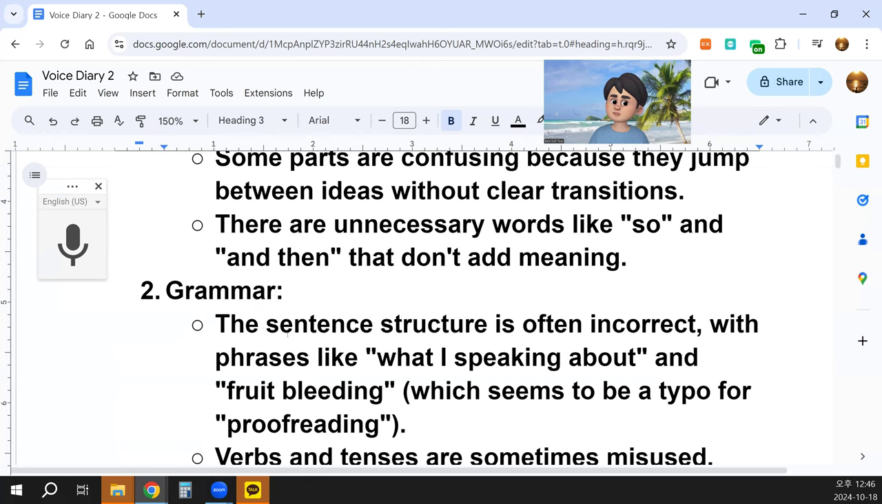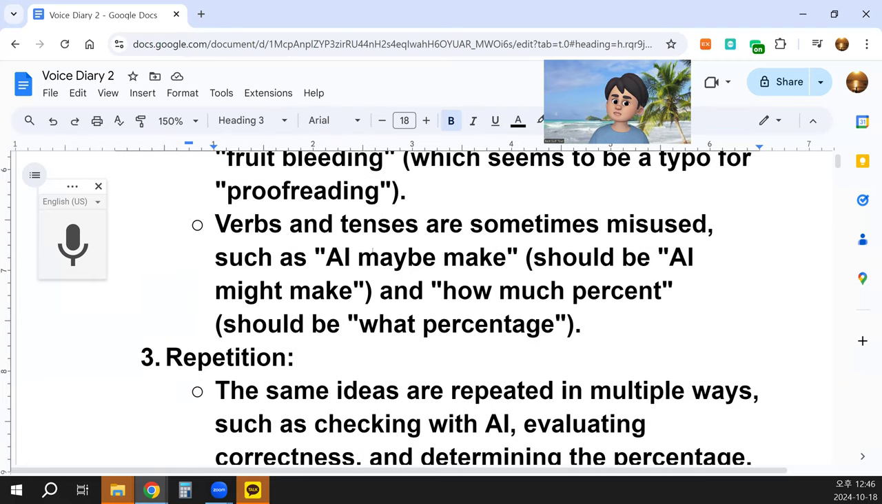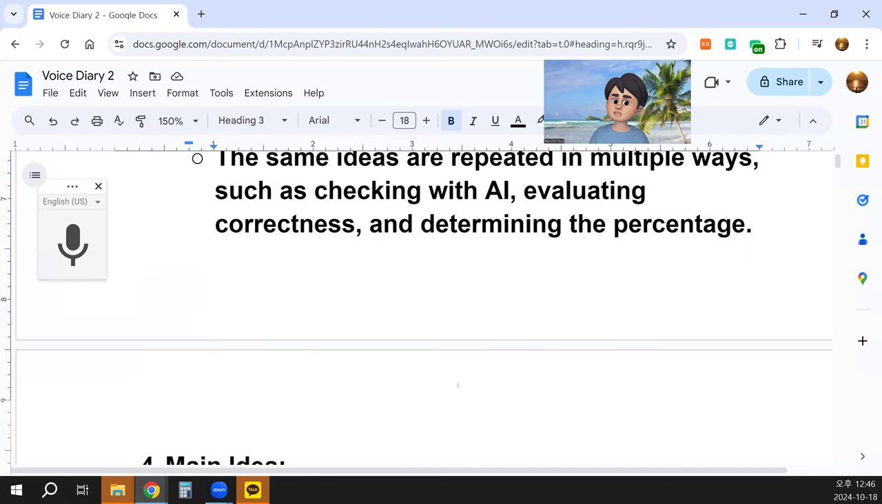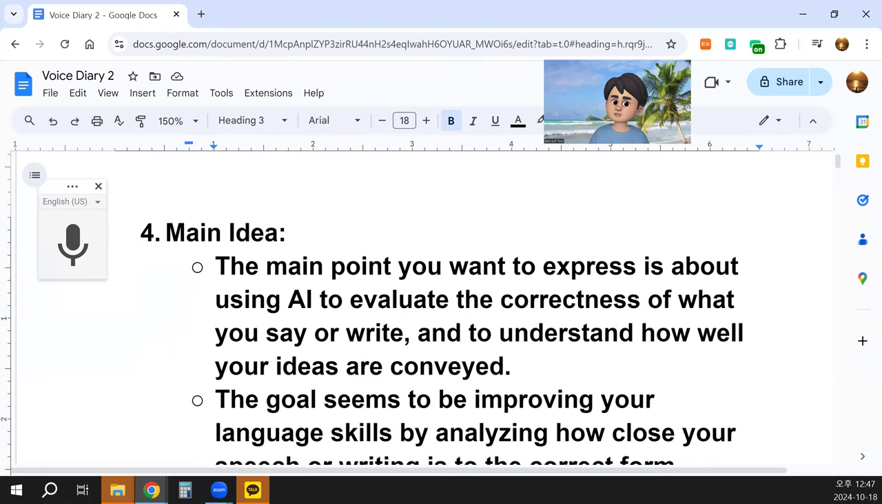Grammar. The sentence structure is often incorrect with phrases like "what I'm speaking about and the proofreading", which seems to be a type of proofreading. Both and the tenses are sometimes misused, such as "AI maybe make" should be "AI might make", and "how much percent" should be "what percent". Repetition. The same ideas are repeated in multiple ways, such as checking with the AI, evaluating correctness, and determining the percentage. Main idea. The main point you want to express is about using AI to evaluate the correctness of what you say or write, and to understand how well your ideas are conveyed.